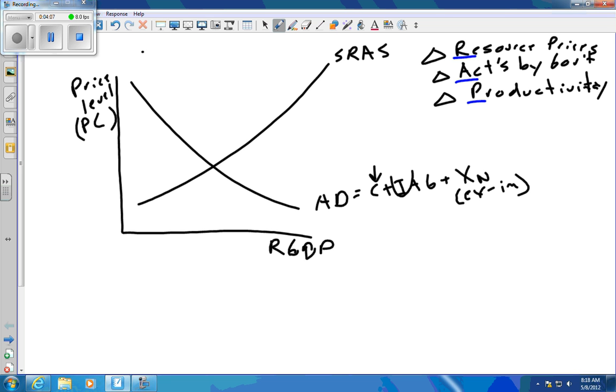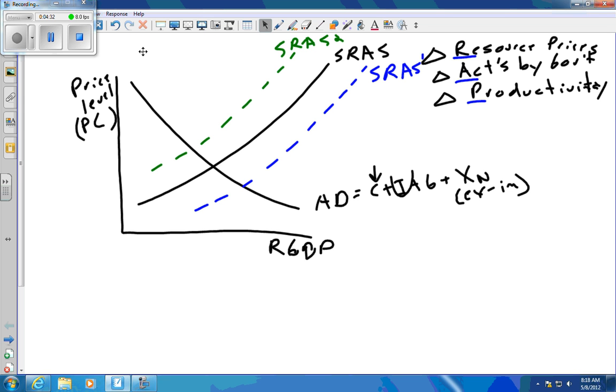Resource prices could be anything from labor costs, which is a resource. If you're a company, you buy labor. If you can buy it cheaper, it's going to cause the short-run aggregate supply curve to go to the right, which is represented by the blue. If it's more expensive, it's going to cause the short-run aggregate supply curve to go to the left, which is represented by the green.